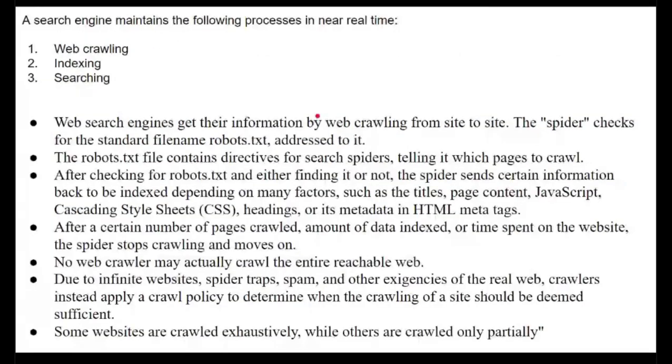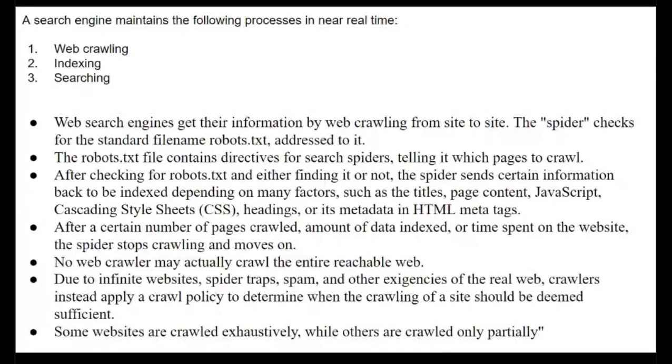So, what exactly does the search engine do? Your search engine follows three steps: web crawling, indexing, and searching. So, what is web crawling? Web crawling means web search engines get the information by crawling from site to site. They crawl the data from site to site.